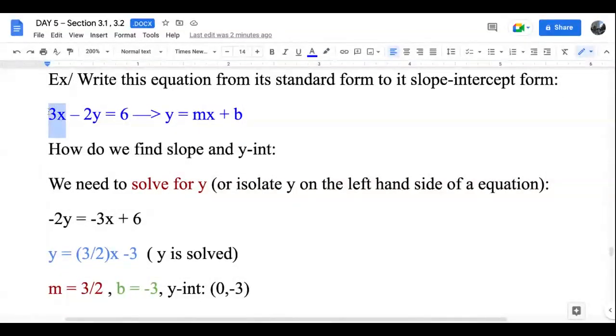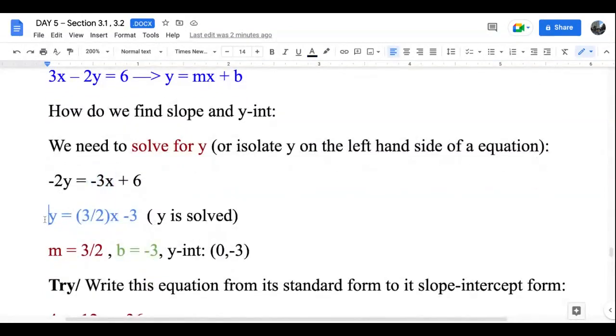First we move 3x to the right-hand side, and it becomes negative. Then we divide by negative 2 on both sides. Negative 3 divided by negative 2 is 3 over 2. Then 6 divided by negative 2 is negative 3. So y is solved. The number before x is the slope, which is 3 over 2, and b is the constant term, so the y-intercept is (0, negative 3). Y means 1y, right? Any questions?